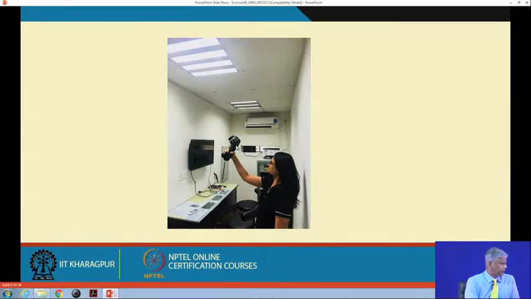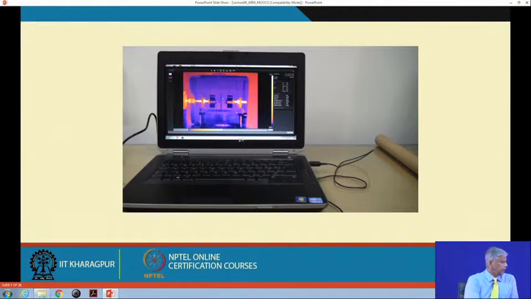We have an infrared camera. This is a student using the infrared camera to measure the temperature. Okay, it's a handheld infrared camera, it can measure up to 700 degrees Celsius. All you have to be careful is how you set the emissivity, and the resolution is about 0.1 degrees Celsius. And this is a view of the thermal image of the rotor rig with a misalignment.